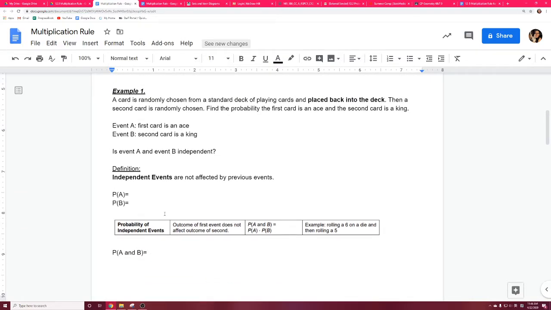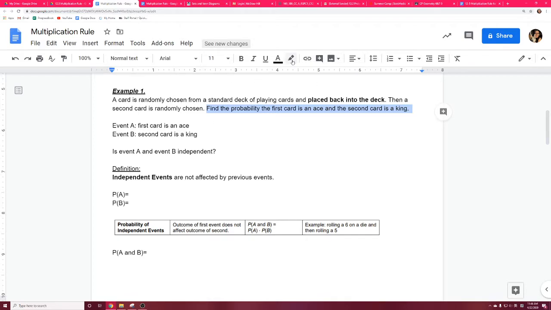In example 1, we need to not only learn the multiplication rule, I also need to remind you about the basic formula of probability. Let me read the question for you. A card is randomly chosen from a standard deck of playing cards and placed back into the deck. What does that mean? It means you draw a card, look at what it is, and then you put it back, shuffle, and draw again. Then a second card is randomly selected. Find the probability that the first card is the ace and the second card is the king.